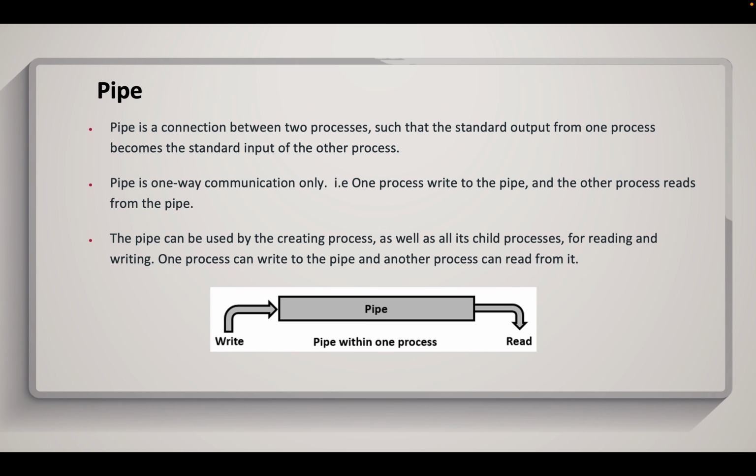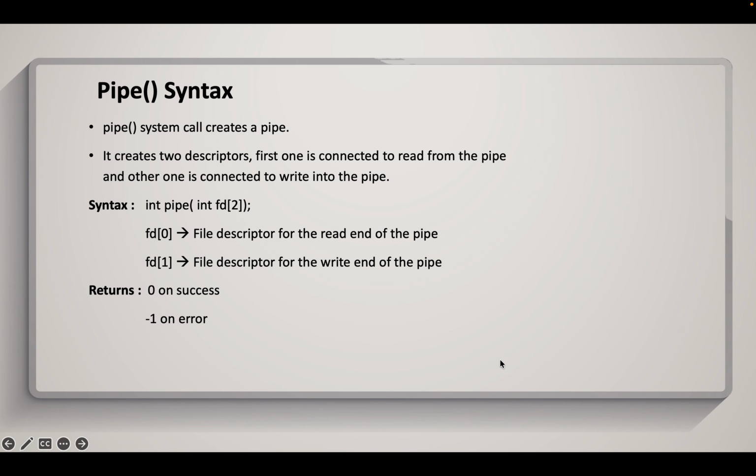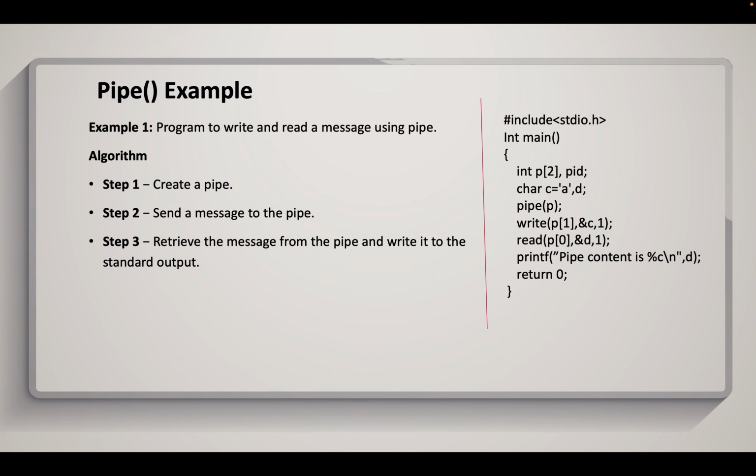Now we will come back to inter-process communication tools. The first IPC tool is pipe. A pipe is a connection between two processes. You see here, one process writes into the pipe, another process reads from the pipe. This is the syntax of pipe. It's an integer array of size 2. One index is used to read the pipe, another to write the pipe. So pipe has two ends, one for reading and another for writing.